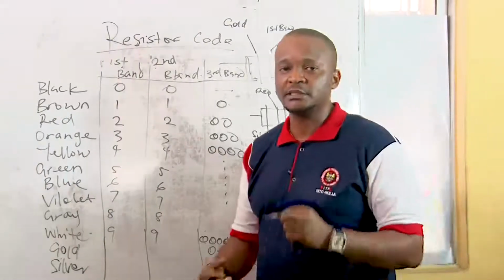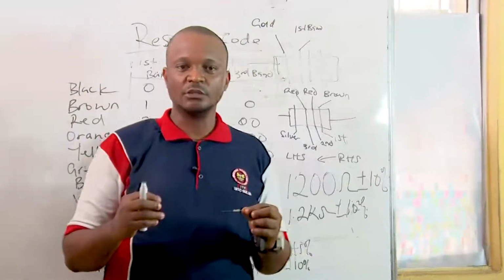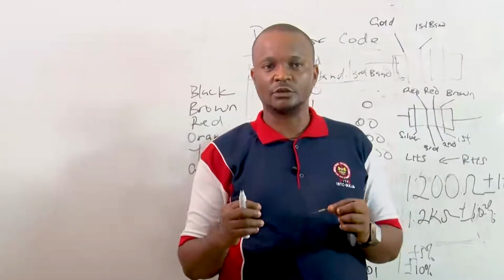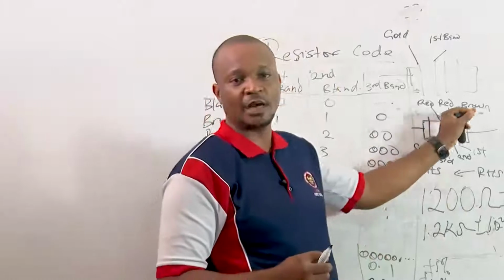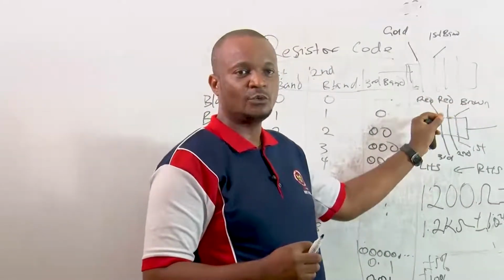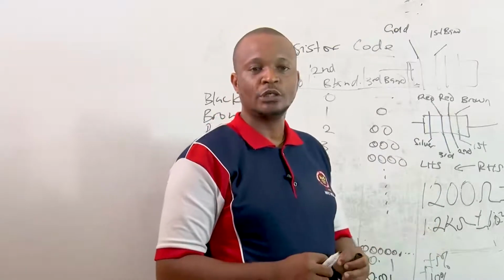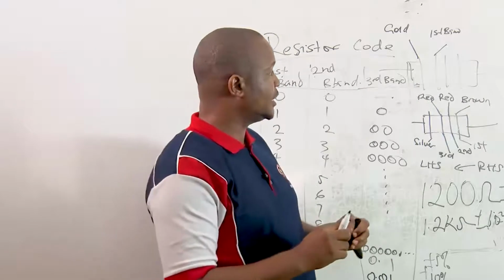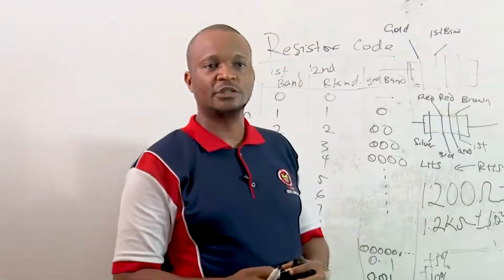So when you practice and practice, immediately you sight the colors, you can tell the value of that resistor. So from today, we know that any resistor that has brown, red, red, with a silver tolerance is 1.2 kilo ohms. All right.